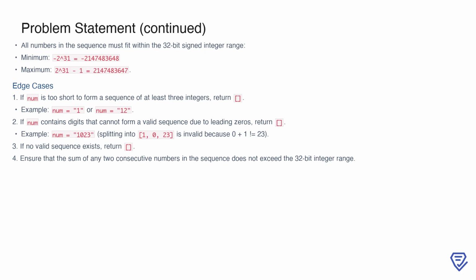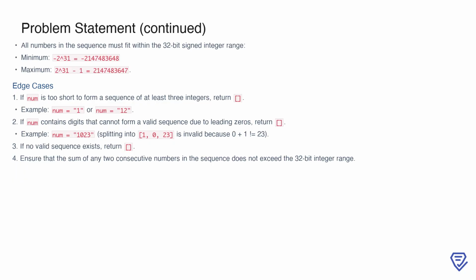Finally, let's review the constraints and edge cases. Every number in the sequence must fit within the 32-bit signed integer range, which spans from -2 to the power of 31 to 2 to the power of 31 minus 1. The input string must also allow for at least three integers to form a sequence. For instance, if the string is too short, such as 1 or 12, it's impossible to create a valid sequence, so the output would be an empty list.